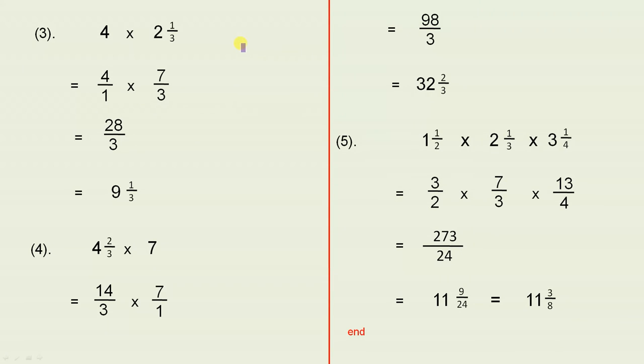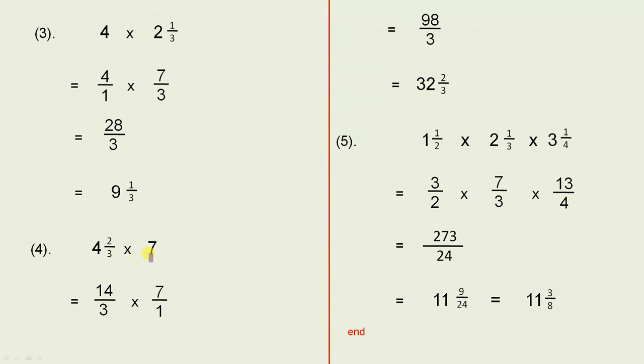Number 3, 4 times 2 1/3. Now, we change 4 to 4/1. That makes it look like a fraction. 2 1/3 is 7/3. 4 7s are 28. 1 times 3 is 3. 28 divided by 3 is 9, and 1 left over, because 3 9s are 27. 1 left over, so it's 9 1/3.